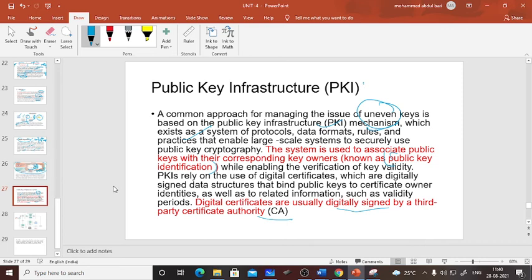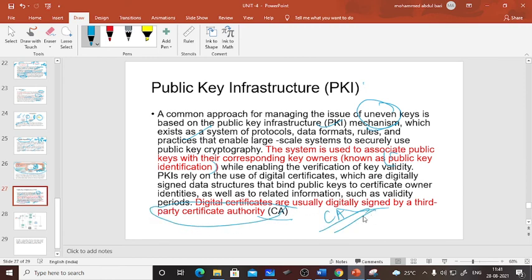When they approach the public key infrastructure, it is called public key identification. To get a public key identification, you need to approach the public key infrastructure. They will verify all your documents and rules, and then they will issue a digital signature, which you then use. The third party which issues that digital signature is known as the third party certified authority, CA.